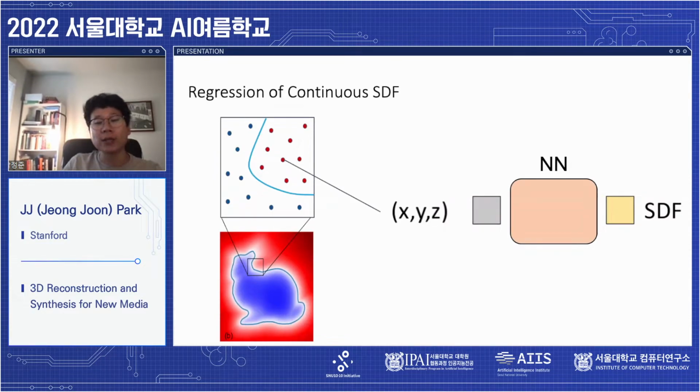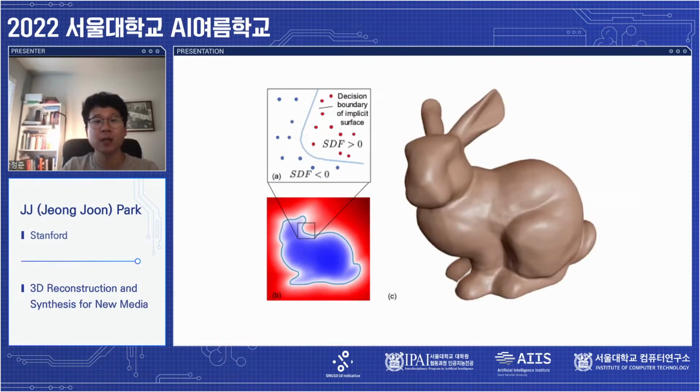So we can directly regress the continuous signed distance field with a neural network by training it on the point samples of a shape signed distance function. And using the universal approximation theorem, which states that a fully connected network can describe an arbitrarily complex decision boundary given enough weights, it can be theoretically shown that we should be able to represent an arbitrarily complex 3D surface given enough weights in the neural network.